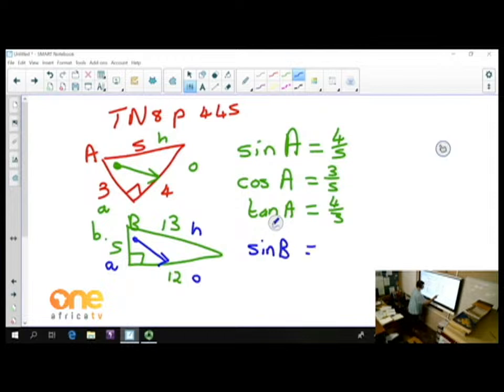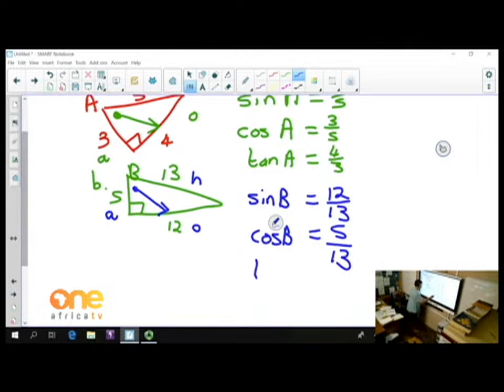Sine B is equal to 12 over 13. That's the ratio that you're going to use. Cosine B, what is cosine? Adjacent over hypotenuse. So it will be 5 over 13.